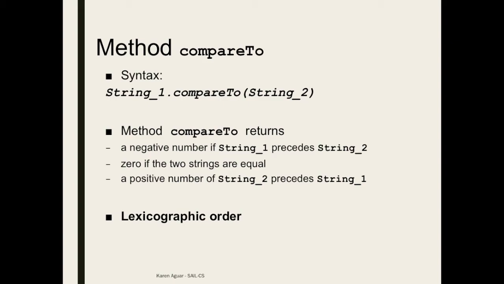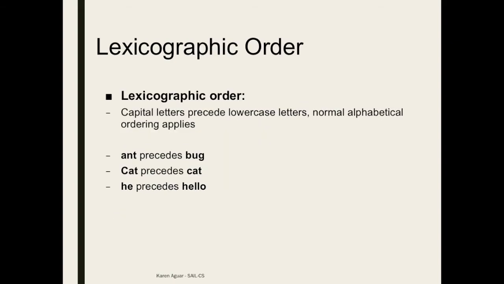So what exactly do I mean by lexicographic order? I'm talking about the alphabetical order that Java recognizes. And this is actually the alphabetical order that is in the ASCII chart.